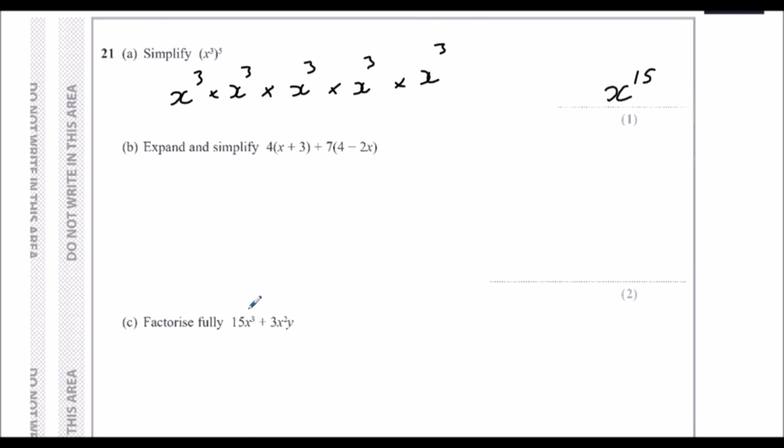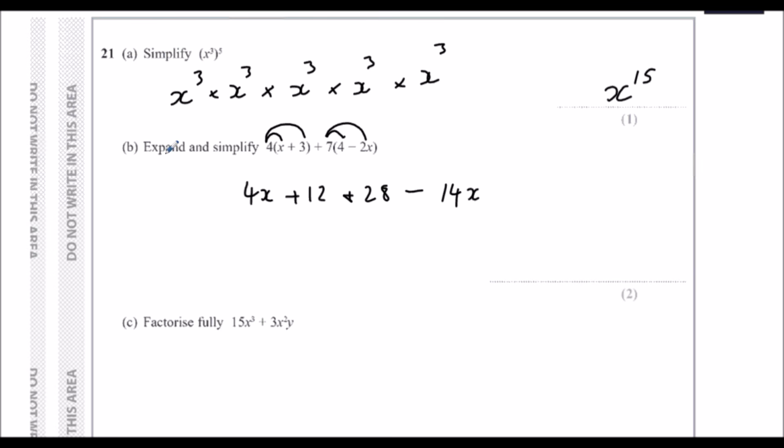Part B, expand and simplify. So we're going to take the number outside the brackets and times by both of the terms inside the brackets. 4 times x is 4x. 4 3s are 12. 7 4s are 28. A positive times a negative is negative. 7 times 2 is 14. So 7 times 2x is 14x.